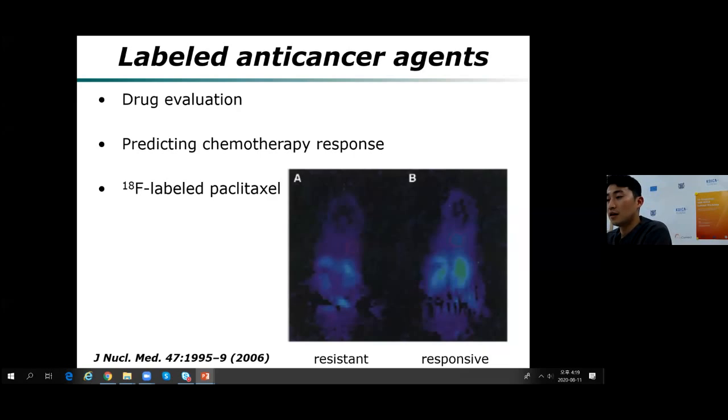This is another example of radioisotope labeling. I already told you about drug labeling, so we labeled paclitaxel using F-18. You can see the uptake in the target region.